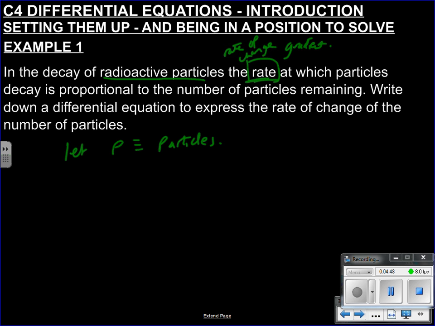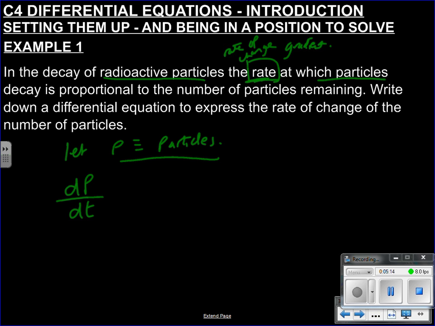Differential, aren't we? And it's saying the rate at which particles, which is P here, decay. So as soon as I hear rate, I'm thinking dP over, well, in this case it's going to be time, isn't it? They decay over time. So change in particles over change in time.